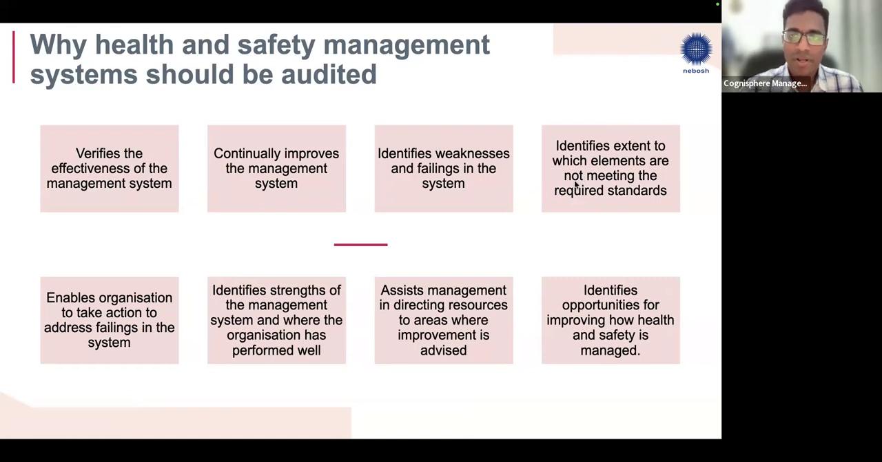Welcome back after the break. So we were discussing health and safety auditing, and with that, the definitions and the audit stages. So why should health and safety management systems be audited? Okay. So it verifies the effectiveness of the management system.